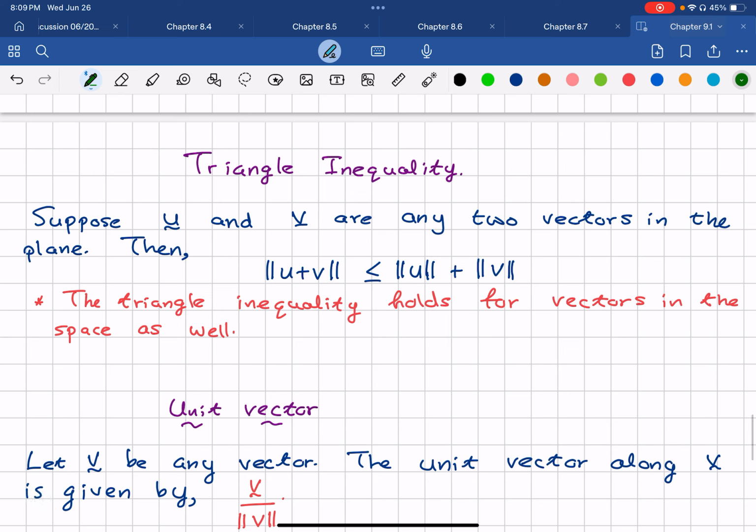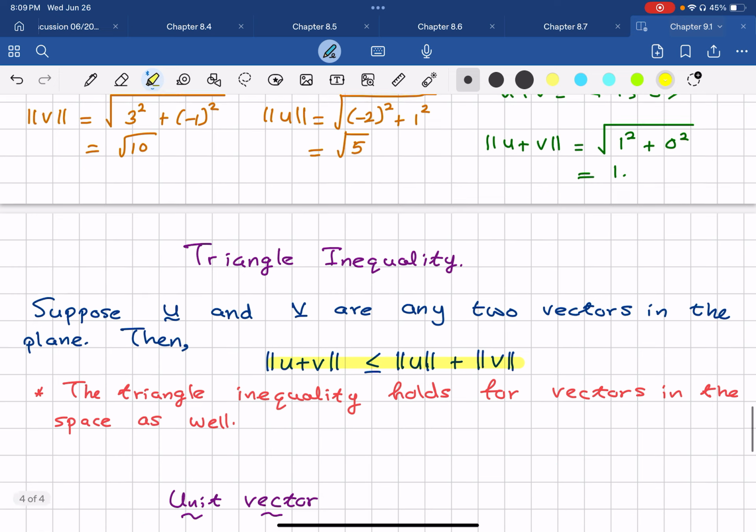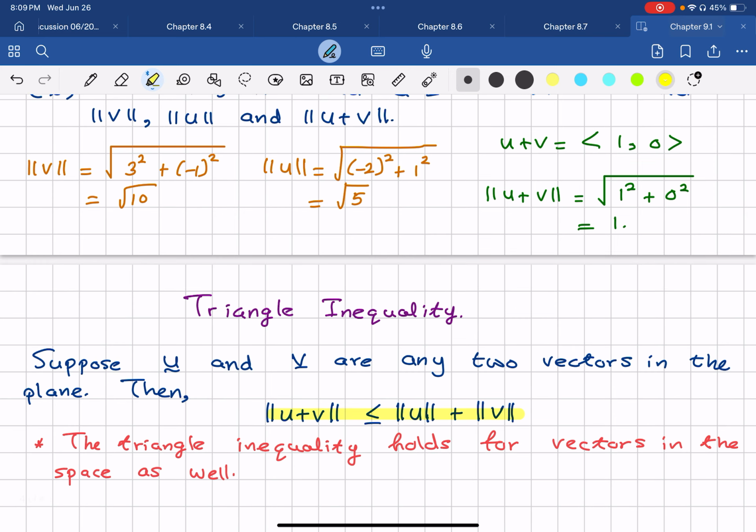right. Next, we would move into triangle inequality. So triangle inequality would give us a nice relation about the norm of addition of two vectors and norm of the two vectors. Okay, so suppose u and v are any arbitrary vectors in the plane, then this inequality holds. Then the norm of u plus v is going to be less than or equal to norm of u plus norm of v.